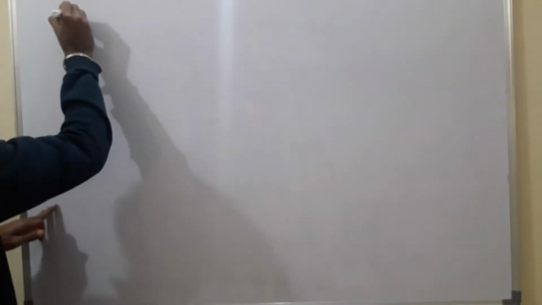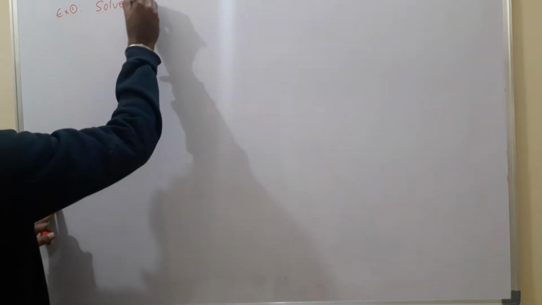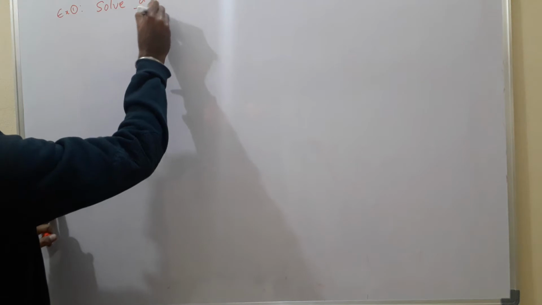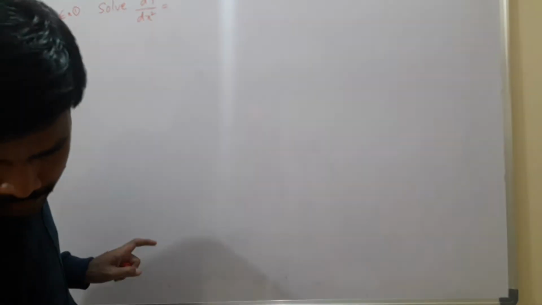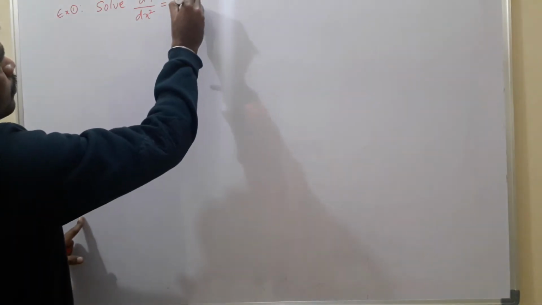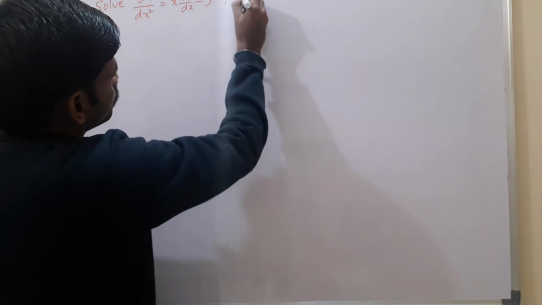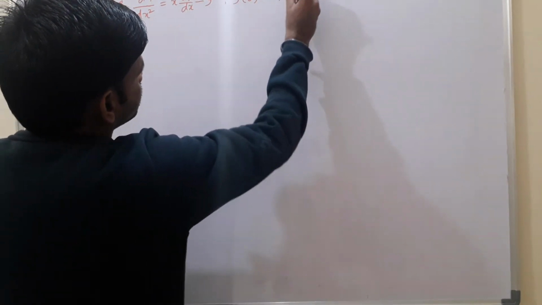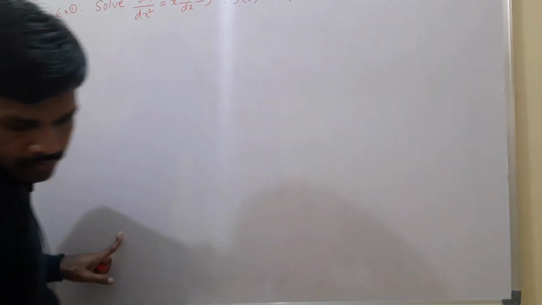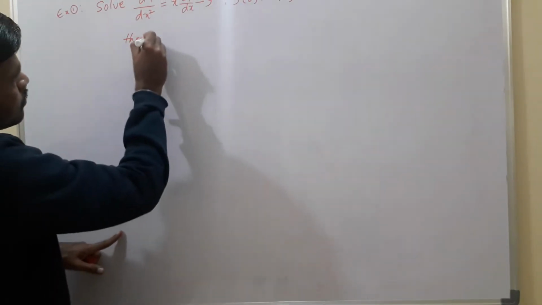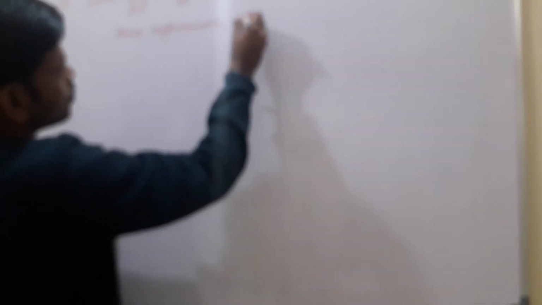Example number 1. Solve d2y by dx square equal to x into dy by dx minus y, with y of 0 equal to 3 and y dash of 0 equal to 0, then approximate y of 0.1.